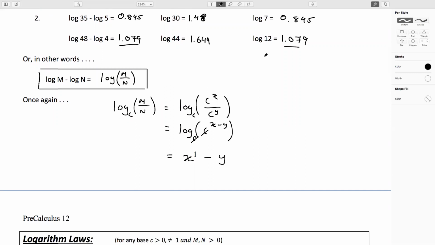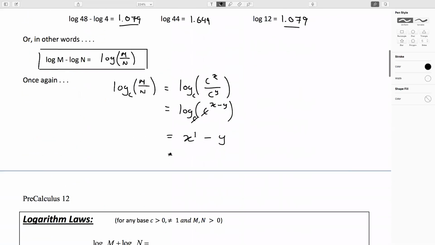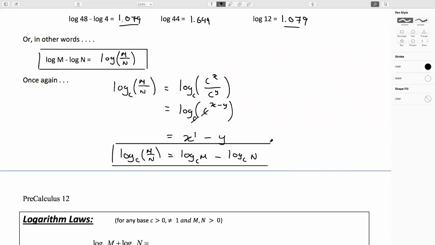And as we defined them above, x is log base c of m, and y is log base c of n. So we have gone and proved it now. Log base c of m over n equals log base c of m minus log base c of n. So we now have a way to join logs together. You can only do it if you're adding two logs with the same base or subtracting two logs with the same base, but now we have a way to join them.